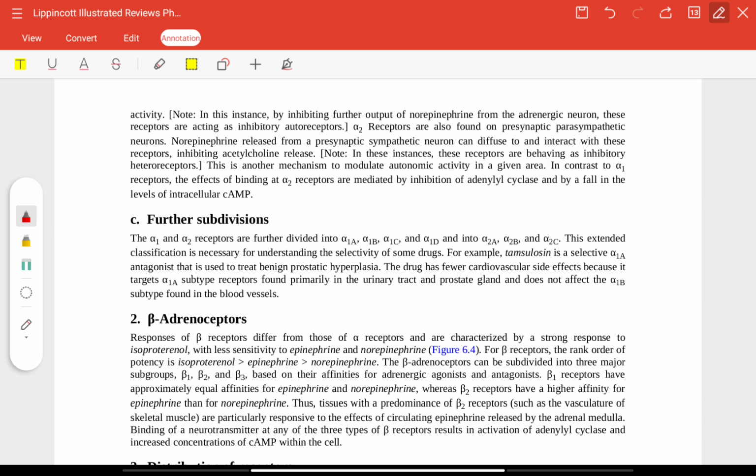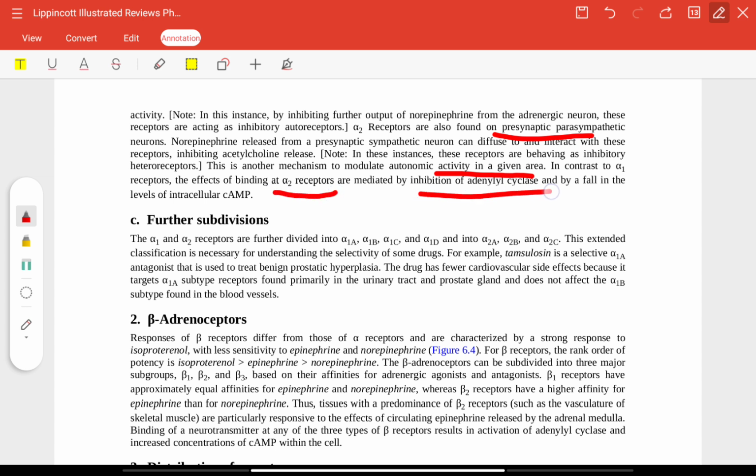Then alpha 2 receptors are also found on presynaptic parasympathetic neurons. Norepinephrine released from a presynaptic sympathetic neuron can diffuse to and interact with the receptors and inhibit acetylcholine release. Now there is another mechanism to modulate autonomic activity in the given area. In contrast to alpha 1 receptor, the effects of binding at alpha 2 are mediated by inhibition of adenylyl cyclase, and a fall in the levels of intracellular cAMP.